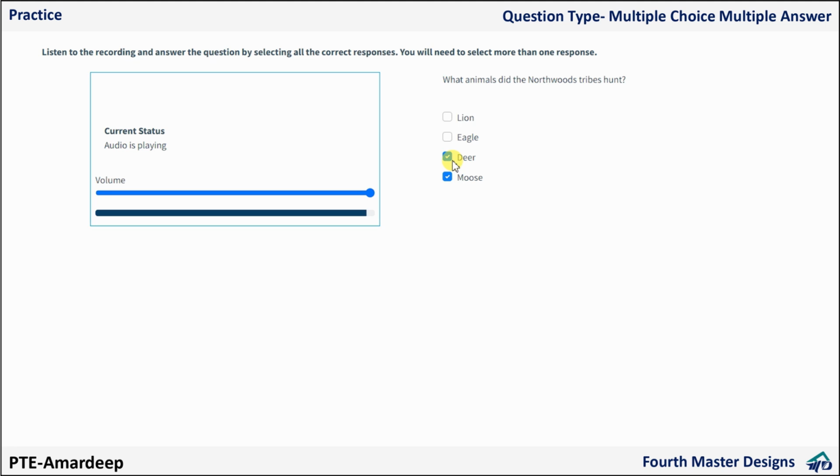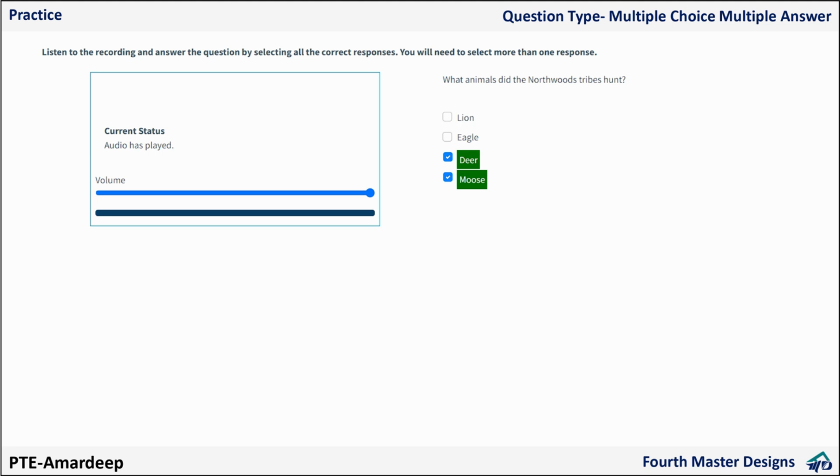Okay, so see, I think at the very start itself, in the first 15 seconds, they discussed it. Deer and moose, that's all. The other two were not discussed at all. So these are correct. Okay, so that's how you have to attempt this question. Multiple choice, multiple answer. I hope you have got the idea. Now practice it as much as you can and then move on.